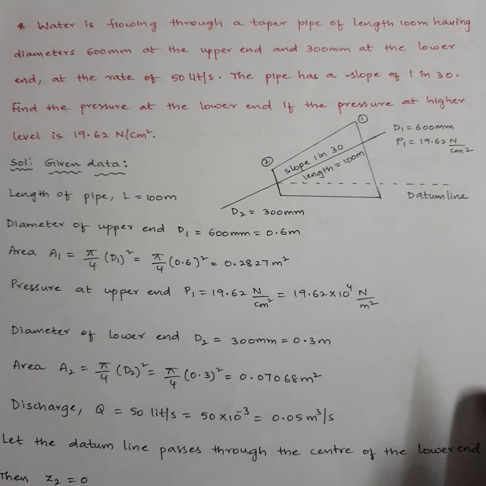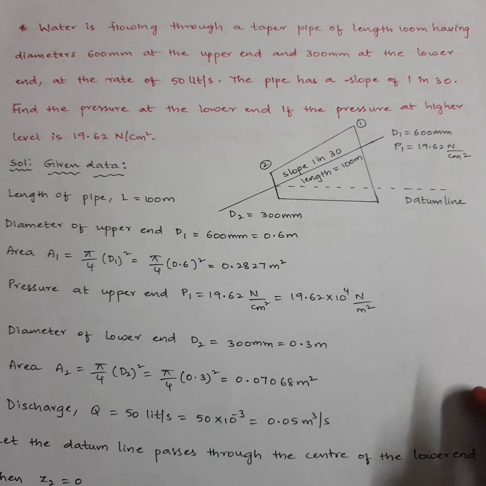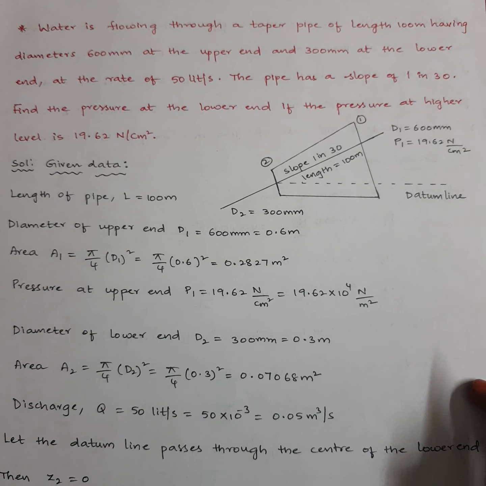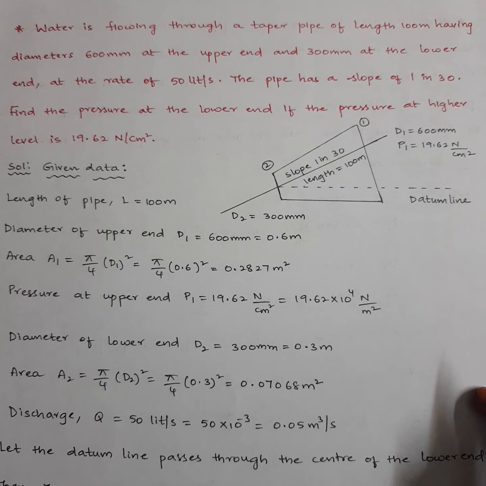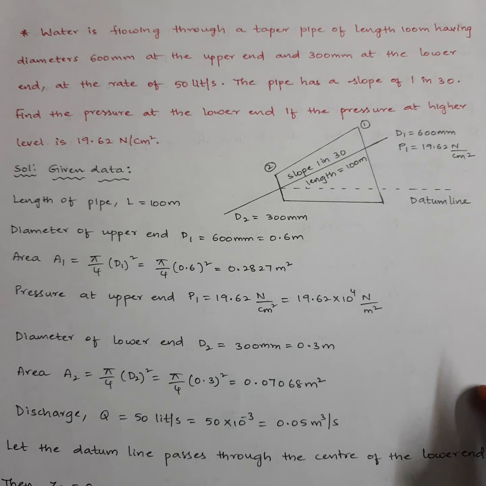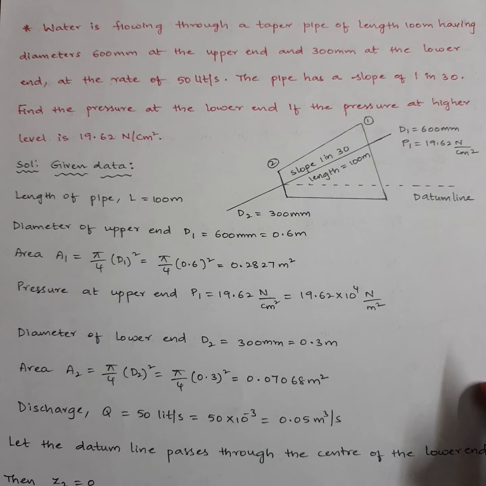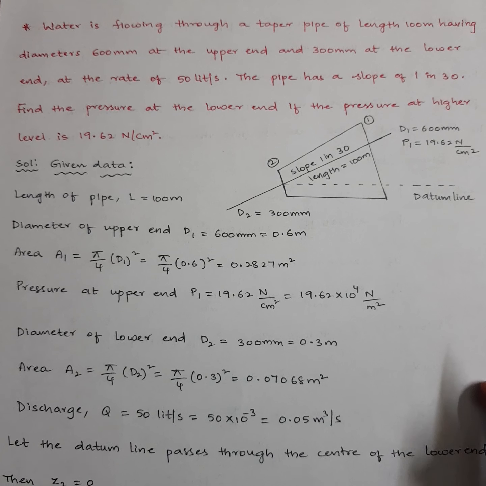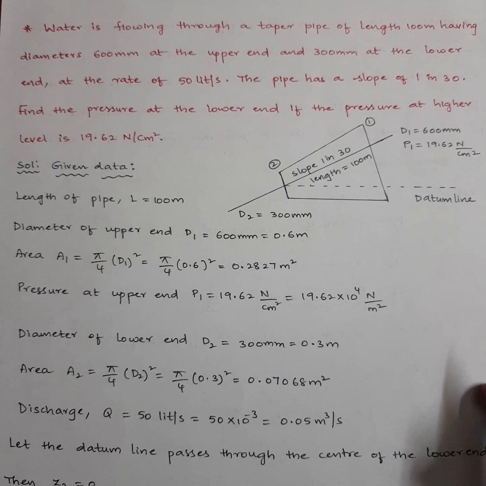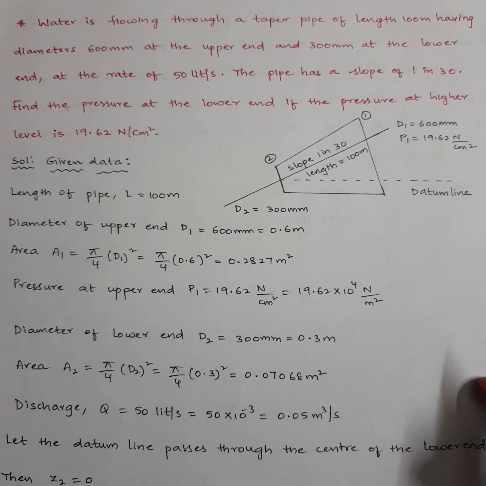Now I'm reading the question. Water is flowing through a tapered pipe of length 100 meters having diameter 600 mm at the upper end and 300 mm at the lower end at the rate of 50 liter per second. The pipe has a slope of 1 in 30. Find the pressure at the lower end if the pressure at the upper end is 19.62 Newton per centimeter square.